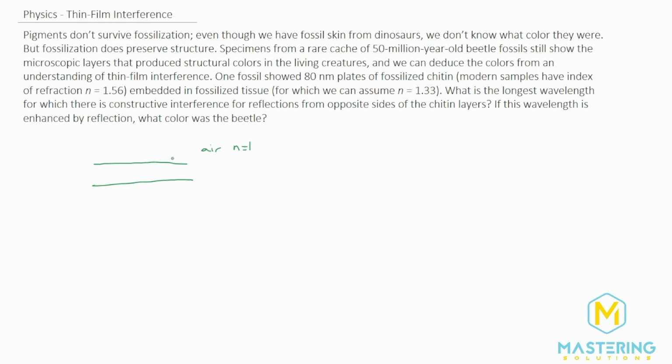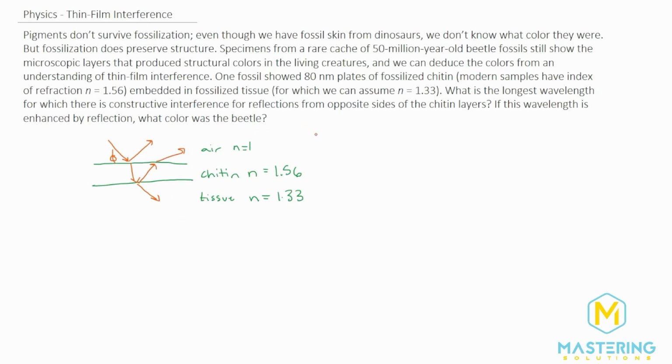So what they're saying is the chitin is right here, and that n is equal to 1.56. They say it's embedded into tissue, so the tissue is on the bottom and the chitin's embedded in the top of it, and that n is 1.33. So now as we have the light coming in, some will be reflected off. We're going from a low 1 to a high 1.56, so we'll have a phase change like that. But now we have the high to a lower one, so we're not going to have a phase change here. So we'll have one phase change.